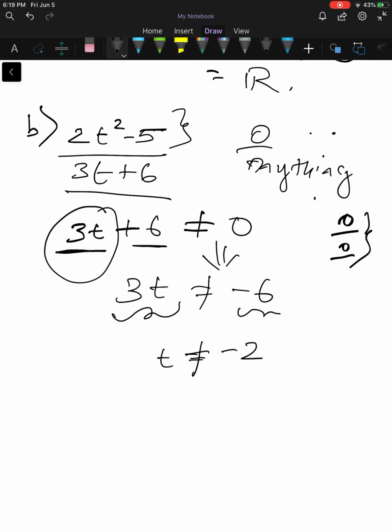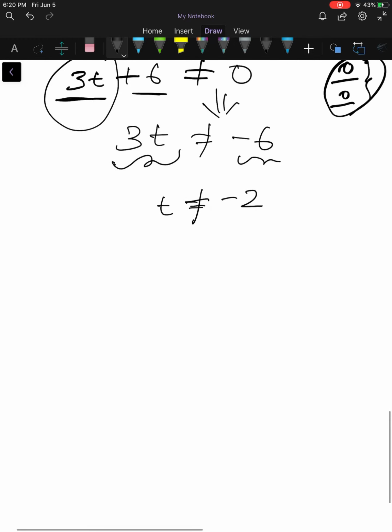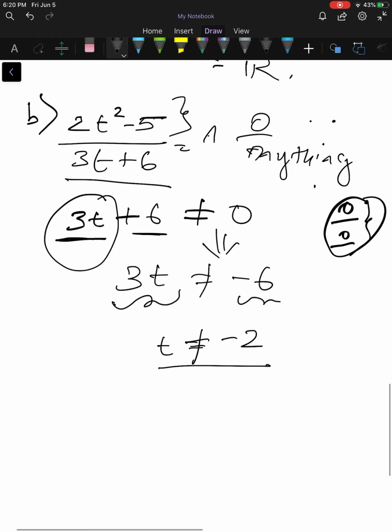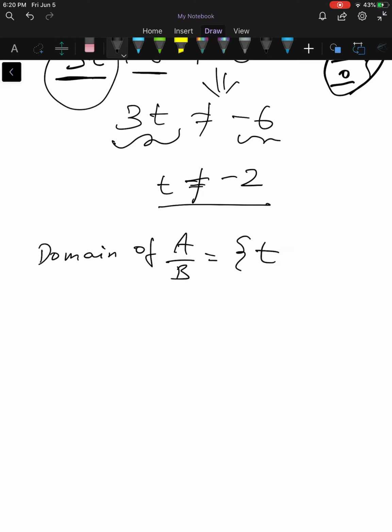To avoid this case, it is enough if we take out that value where the denominator becomes 0. So t can take any real number as a value except negative 2. If I write this expression as a by b, the domain of a over b is all those t. Be careful with the variable: the given variable is t, not x here. t such that t is not equal to negative 2.